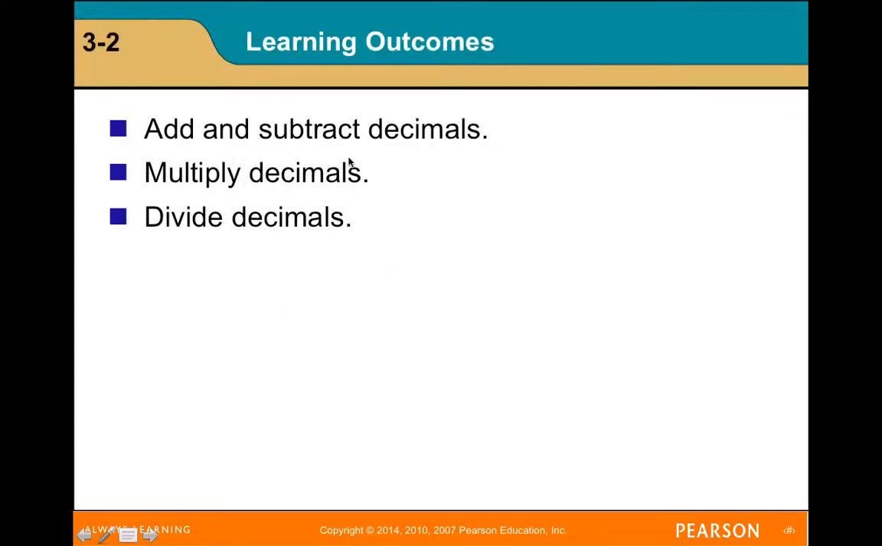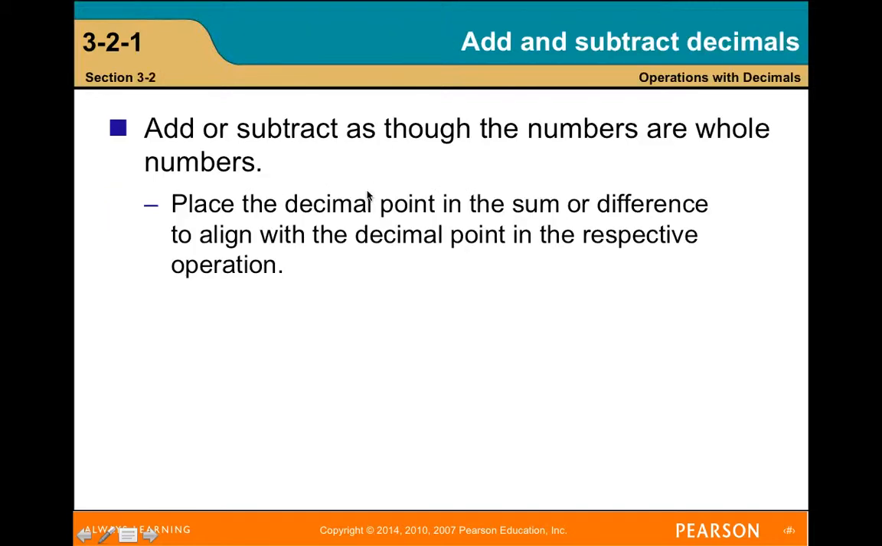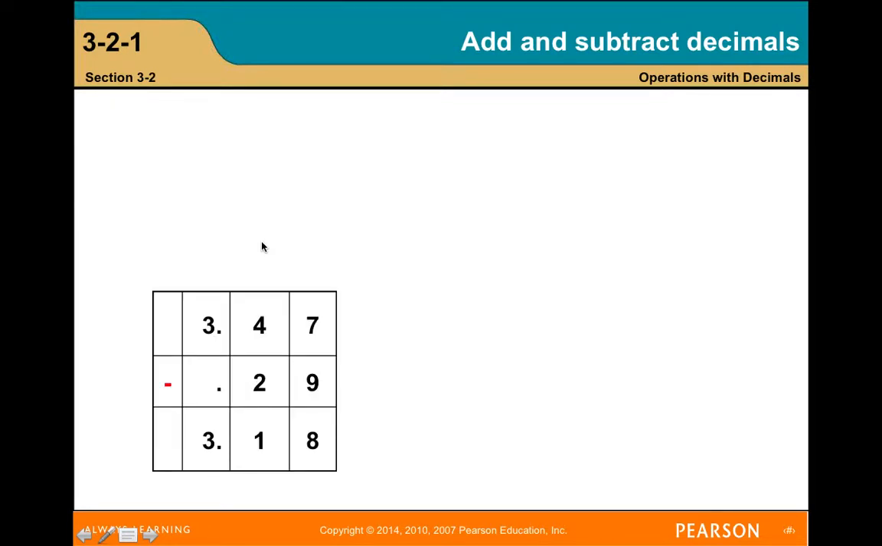3.2 is where we're going to learn how to add and subtract decimals, multiply decimals, and divide decimals. With adding and subtracting decimals, add or subtract as though the numbers are whole numbers. Place the decimal point in the sum or difference to align with the decimal point in the respective operation. So here we have 3.47, 0.29, 3.18. So just like the slide indicated, we have here the decimal points are aligned.